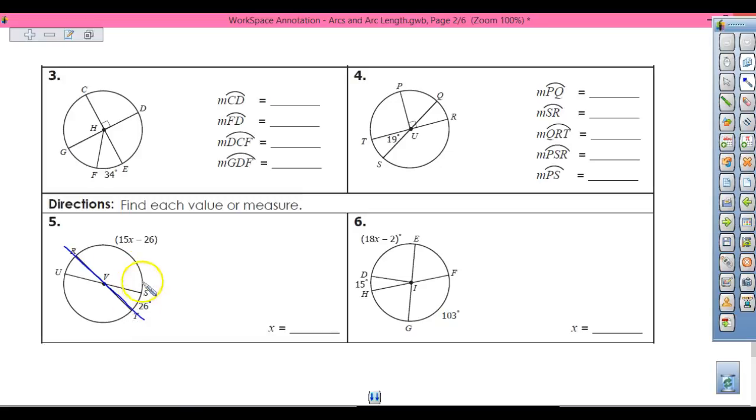Yeah, these two arcs right here equal what? 180. So if I take 180 minus 26, what do I get? So this guy has to be 154. Right? We good with that? Okay, so if I add my 26 over there, 15x equals 180. Therefore, x is 12? Yeah. All right.